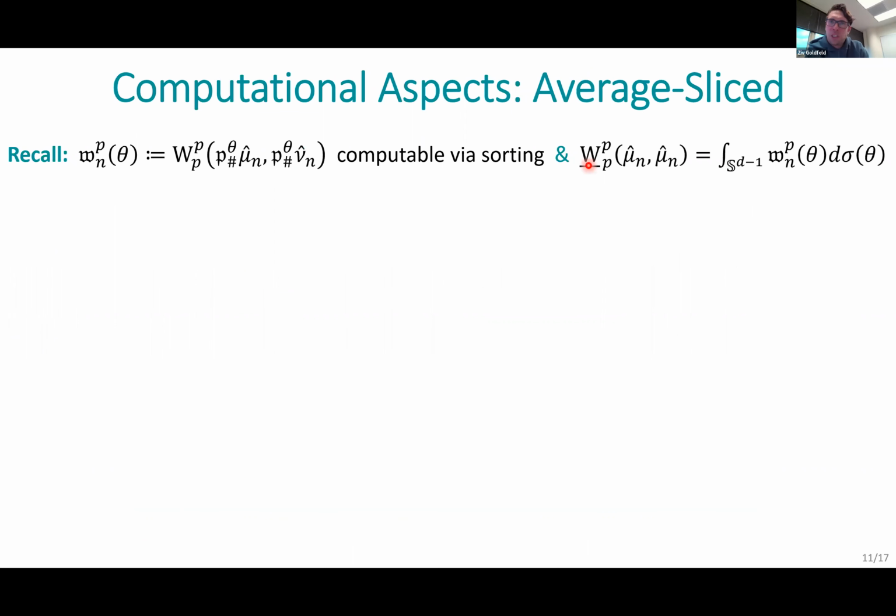And let me address this question, maybe starting from the average sliced case. For that, the first thing I want to do is define this shorthand, this W of theta function over here, simply as the WP distance between the projected empirical distributions raised to the power of P. And again, recall that we can easily compute this via sorting, and that the average slice distance itself is nothing but the integral of this function over the unit sphere.